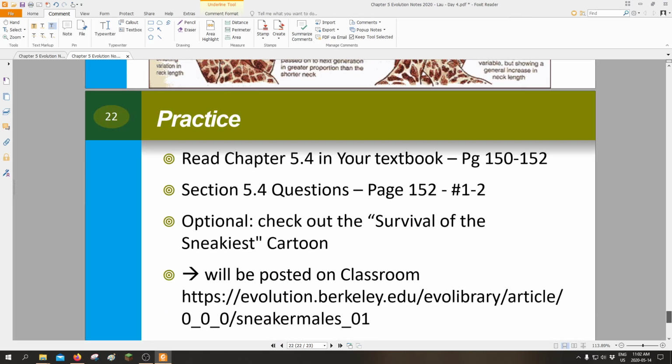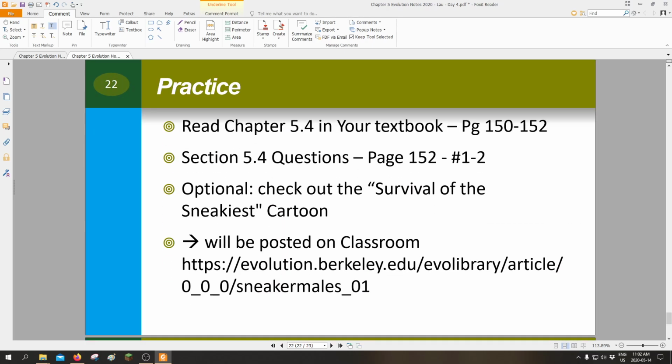All right, so here's your practice for this lesson. Check out pages 150 to 152 for chapter 5.4. There are some questions you can do as well. And optionally, you can check out the Survival of the Sneakiest cartoon, which is going to be posted on Classroom. Here's the link, but I'll post it online, don't worry.